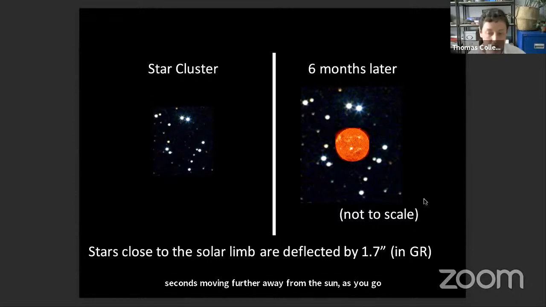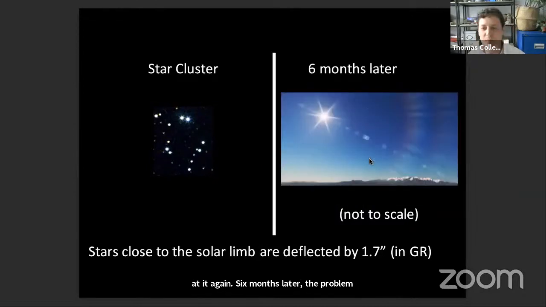As you go to large distance from the sun, then you don't see any deflections. So really, the bulk of the signal is looking for shifts in the positions of stars very close to the solar limb. So you could do that experiment. You could get your telescope, look at the sky, look at it again 6 months later. The problem is, of course, that the sun is incredibly bright. And so I really don't recommend that you look at the sun through a telescope, because you will damage your eyesight or your camera.